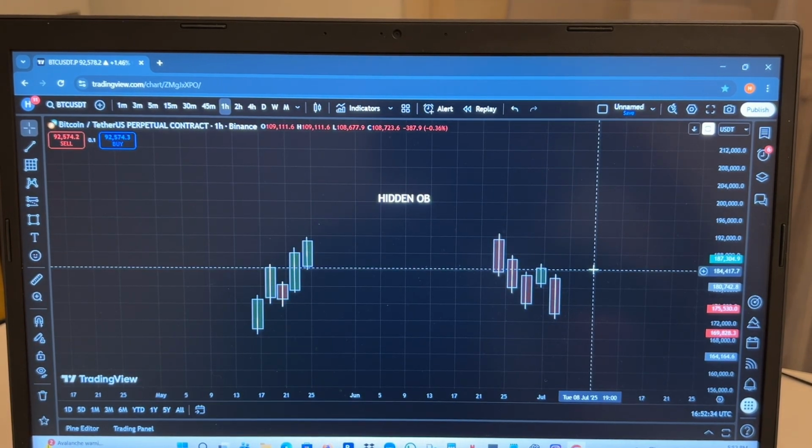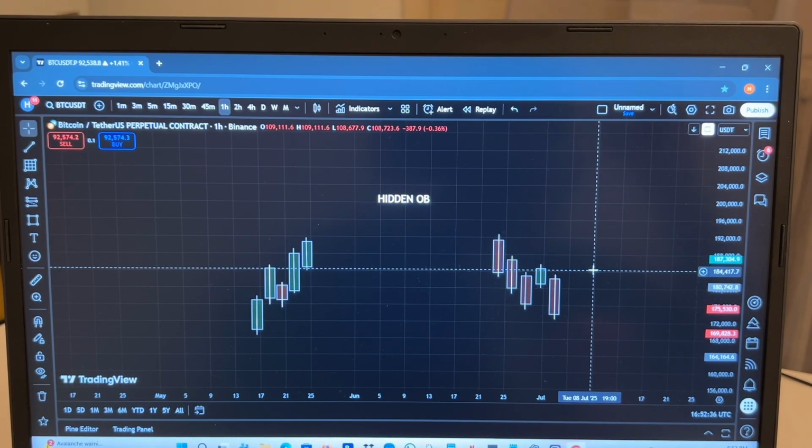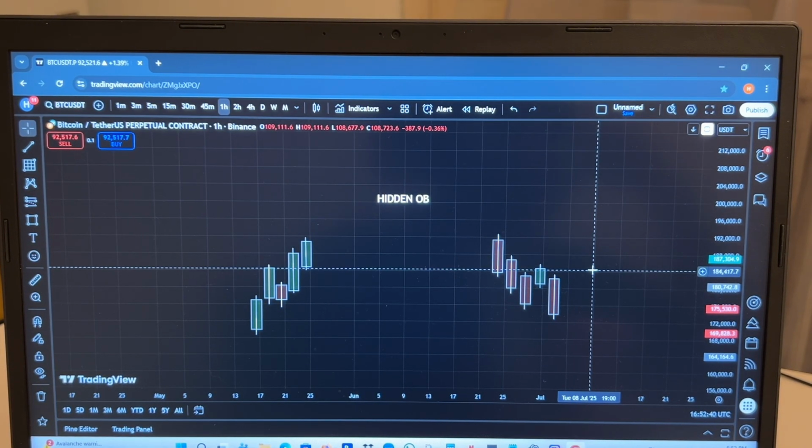And now let's talk about something advanced called hidden order blocks, hidden OBs. These are order blocks that happen within the impulse, not at the swing high or swing low.